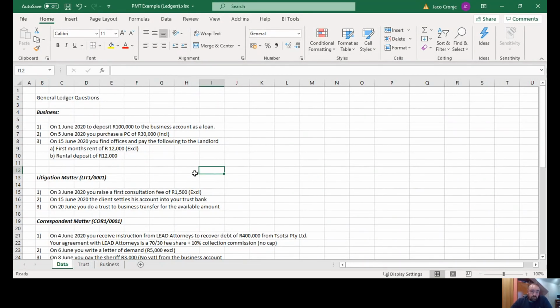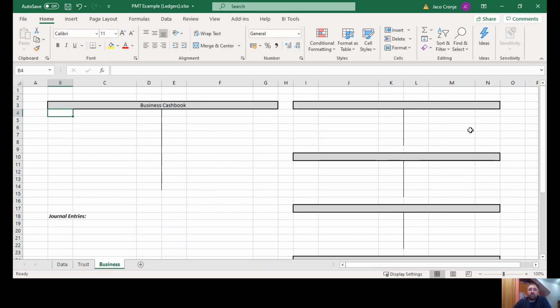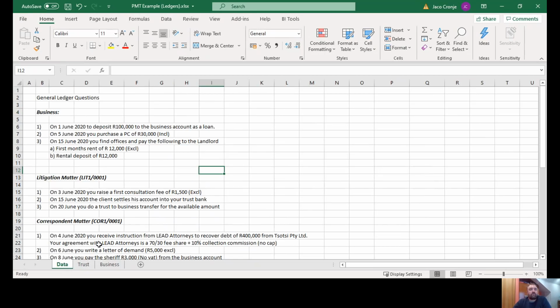Right. So here we've got some transactions, and we're going to do each of these transactions. What I've done is I've opened a sheet there, which is my trust accounting records, and one here that is my business accounting records. I'm going to do the first one, and then you guys will understand how the whole thing starts to get together. Okay, so let's start.